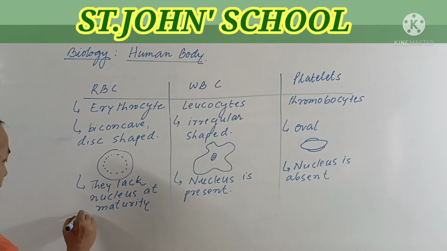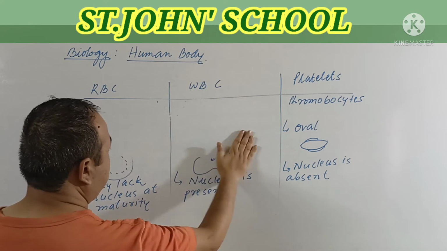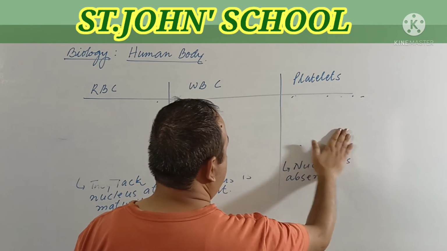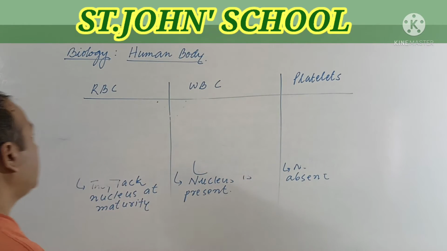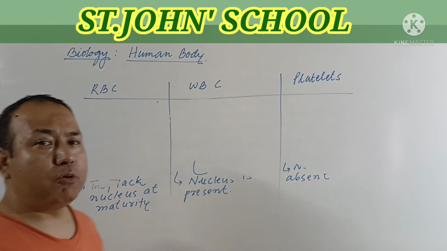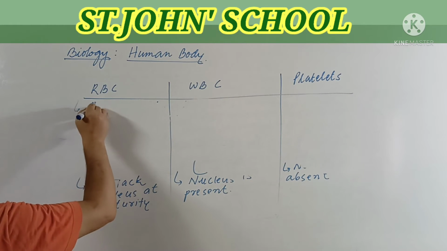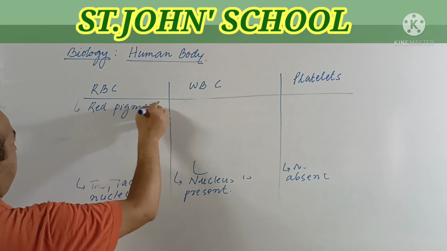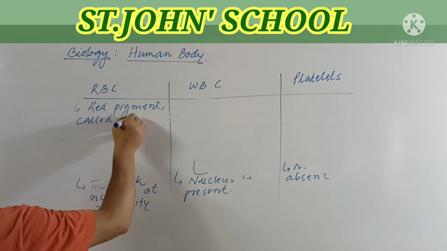Now, the next point of difference we can compare is the presence and absence of pigments. We have already learned that in RBC, the red pigment called hemoglobin is present. So the same thing we can include here. Red pigment called hemoglobin is present.